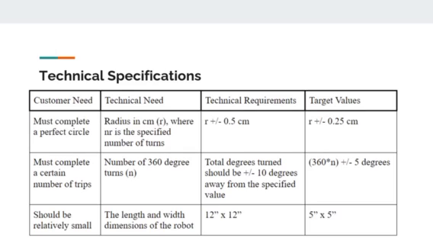And our final requirement is that it should be relatively small to fulfill a certain dimension requirement. The requirement was 12 by 12 inches, and we targeted to be within 5 inches by 5 inches.